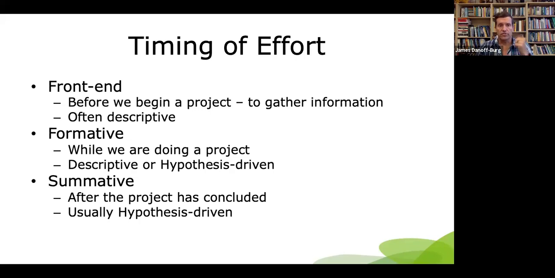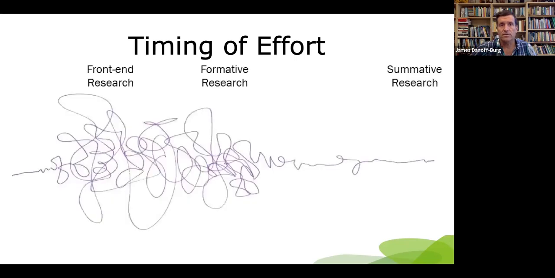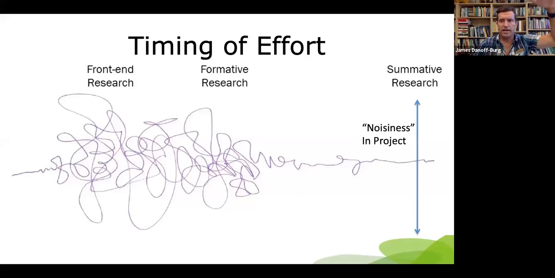Okay? So front-end, formative, and summative. Think about when you're doing your project, and I'd like you now to think about that process. Because typically when we're doing the front-end research, you could think of this scribble going across the screen here as a summarizing of the breadth of the noise, of the diversity of opinions that are found, right? At the front-end research, it's very broad. So the noisiness in the project is very large, right? It goes very high to very low, however we characterize that noise.